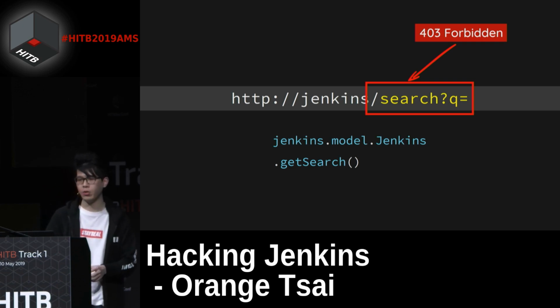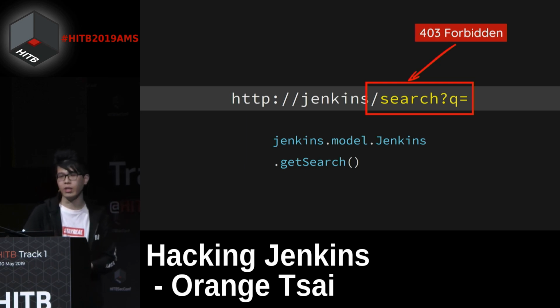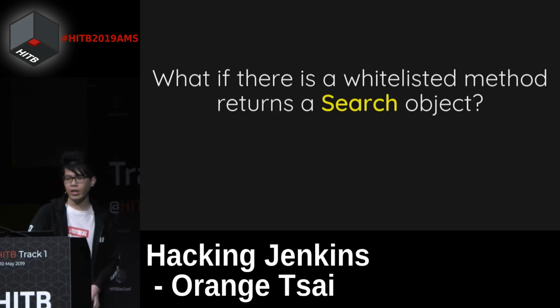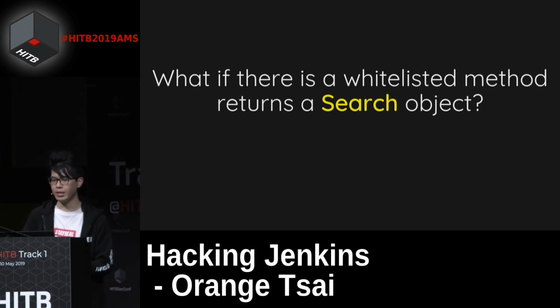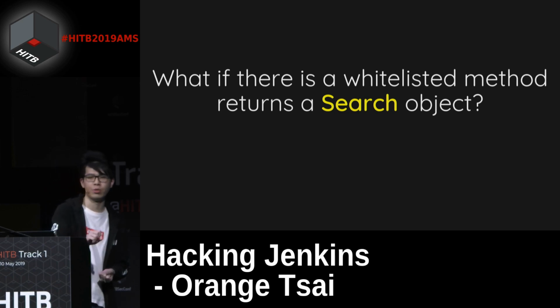So let's try to bypass the URL whitelist. We use the search function as our example. The path /search is not included in the whitelist URL prefix, so without a valid credential, you cannot use this function. Jenkins will return a 403 Forbidden to you. However, what if there is a whitelist method that returns a search object? If we begin from a whitelist object, every member in this whitelist object refers to a new object. So our work is to chain the objects layer by layer until we reach the object we want.